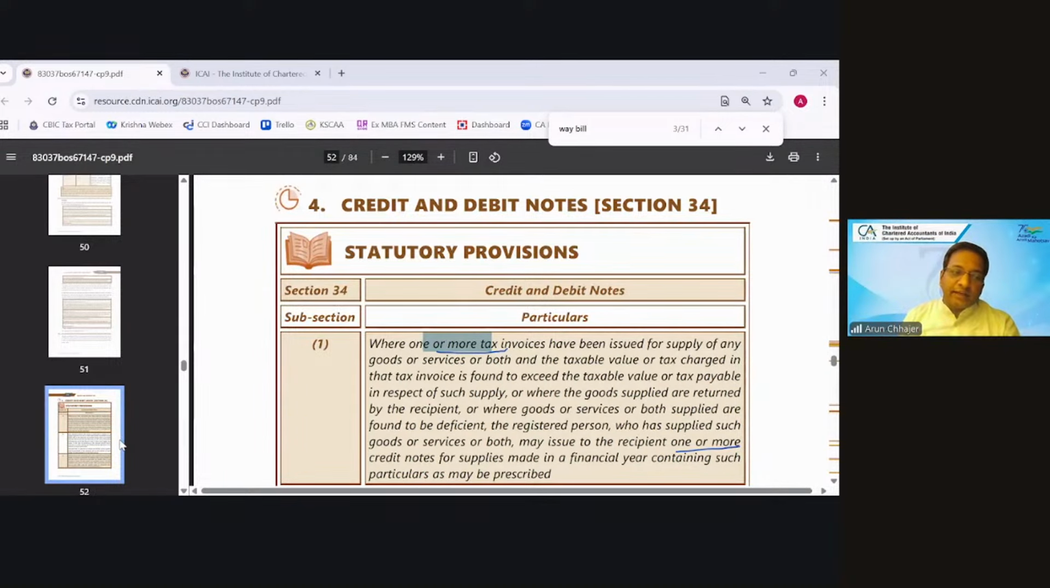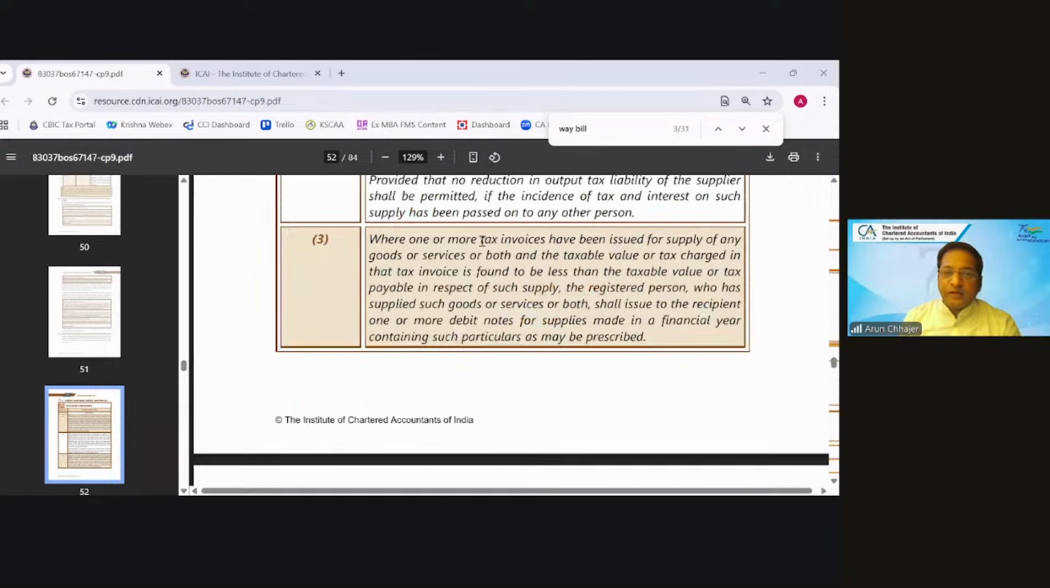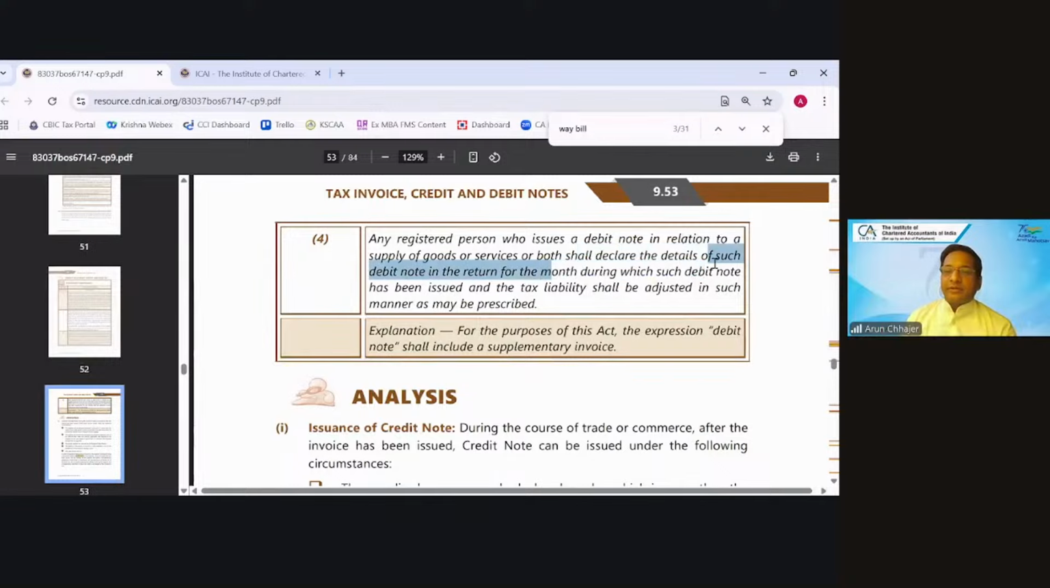Similar thing is for debit note. You see the words "or more tax invoices" and "or more debit notes". The one-to-one relation has been delinked, has been removed. One shall declare the details in the month in which it has been issued, and if I'm declaring the same after the month in which I issued it, then I have to pay the interest.